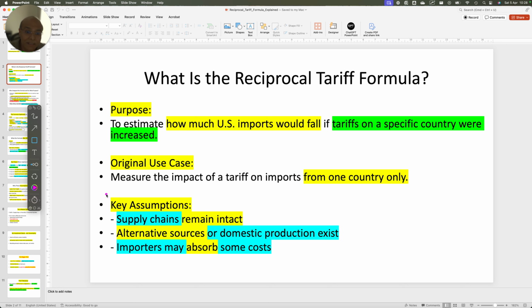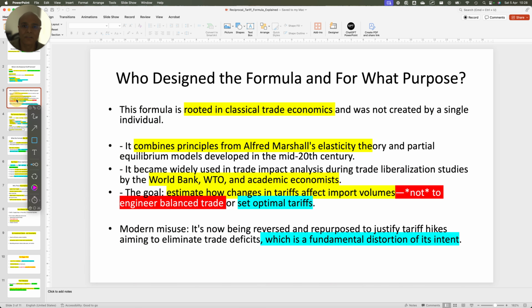Now, the key assumption of this formula, when it was originally established, is that the supply chain remains intact, or is not very severely disrupted. If the supply chain remains largely intact, the formula can be applied. An alternate source or domestic production exists. This is important, meaning there has to be an alternate source for those imports which will diminish when you raise tariffs. And importers will be able to absorb some of the cost, meaning not all of the cost falls on the consumer. So these are the key assumptions. Now let's go to the next slide.